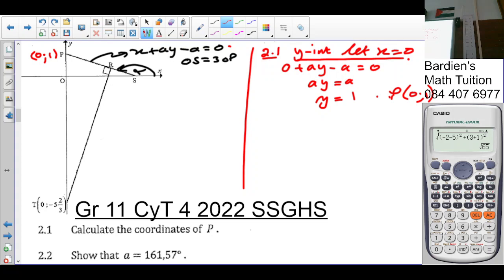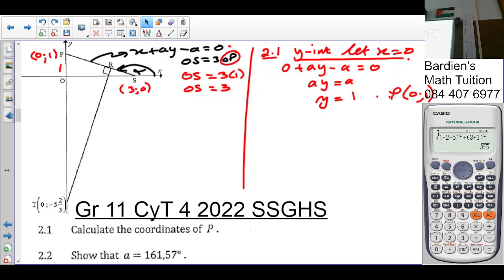So what's the length of OP? 1. So if you look here, OP is 1. Then what's the length of OS? 3 times 1, which is 3. So what are the coordinates of S? 3 and 0. Do you see that?